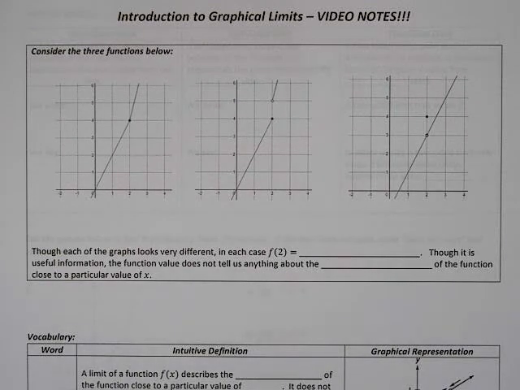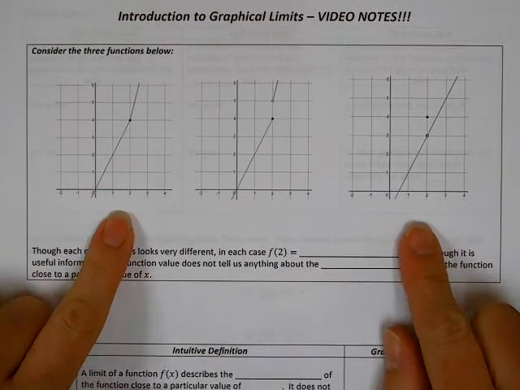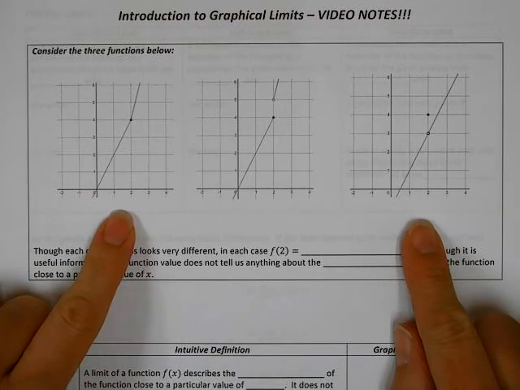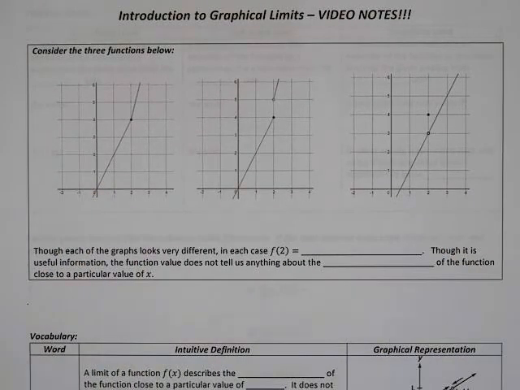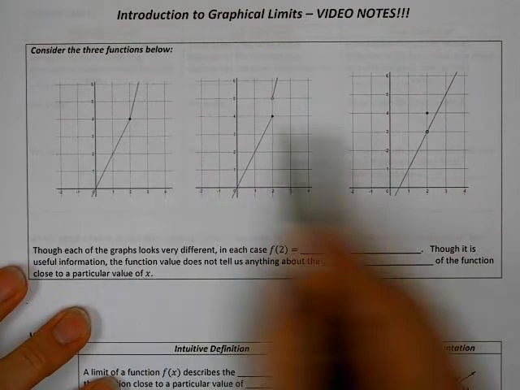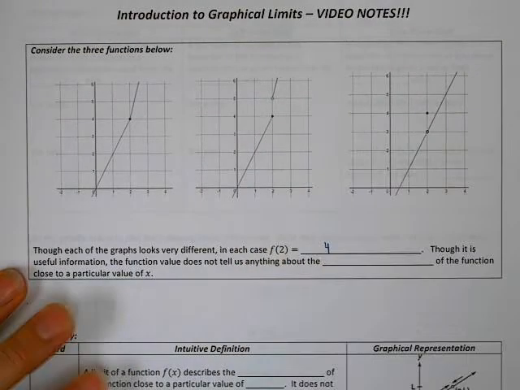And in this video, we're really going to get into what it means to find the limit of a function. We kind of gave a little bit of a preview of why we need limits in the first video, and we're going to recap it here. If you look at these three functions, again, these are the same three functions that we looked at in the previous video. And the big idea I want you to get is this. Though each of the graphs looks very different, in each case, f of 2 is equal to 4.